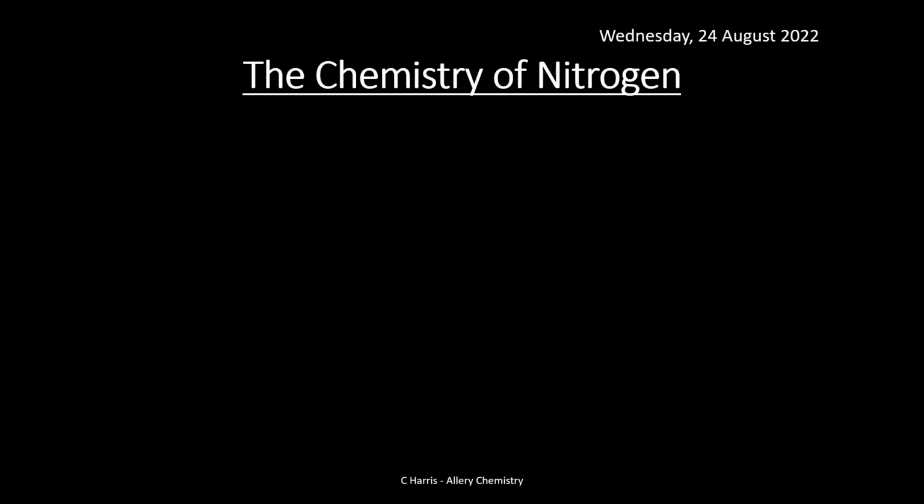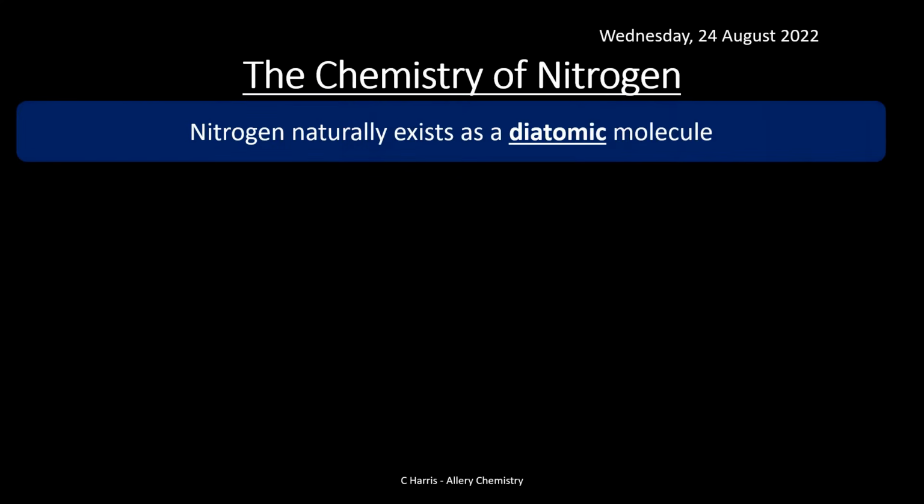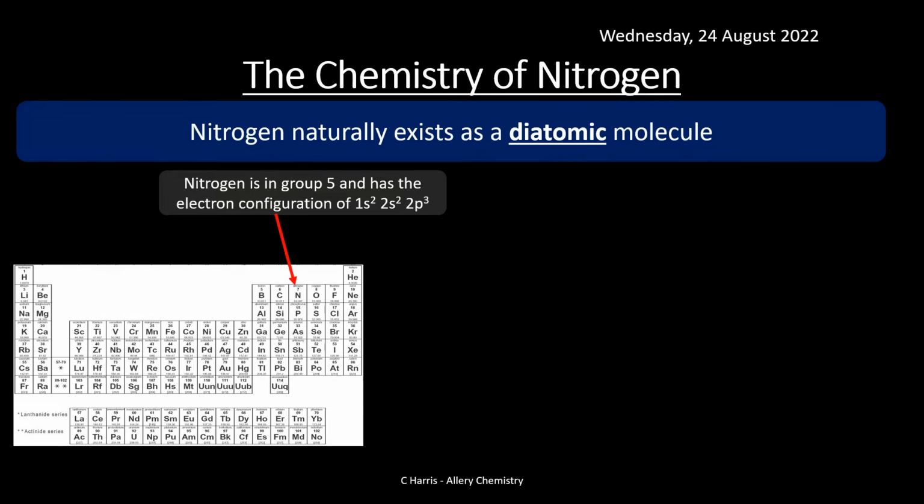Okay, so let's make a start, and probably the best place to start is the chemistry of nitrogen. Nitrogen naturally exists as a diatomic molecule. So diatomic obviously means that di means two and atomic means atom, so it's two atoms joined together. So nitrogen, along with, say, the halogens, as well as oxygen and hydrogen, for example, are diatomics.